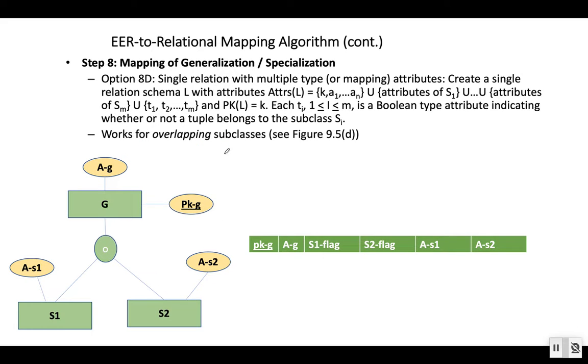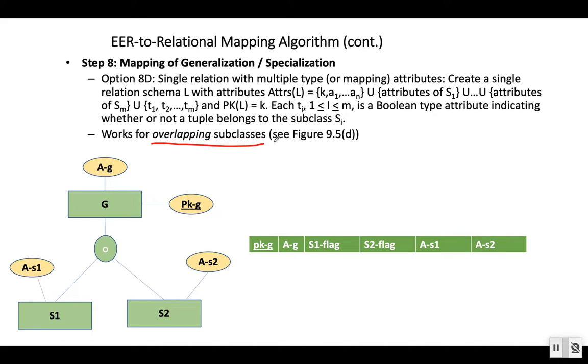Now the last option. Here also we are going to create a single relation, but this will work only for overlapping subclasses. If this is overlapping, that means entities from the superclass can participate in more than one subclass.